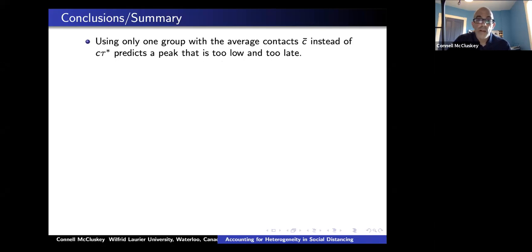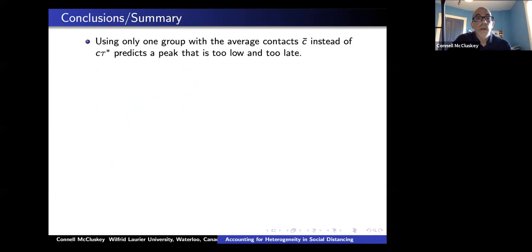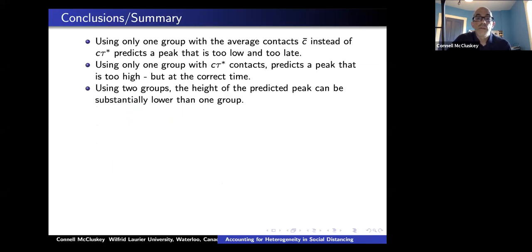So in the plots I had, going back to here, that would correspond in my left-hand panel at the top right corner, using a value C tau star for everyone, without breaking down into group 1 and group 2, to this top right blue point. So we get a peak that's higher than I think it should be. If we use two groups, then the height of the predicted peak could be substantially lower than one group. So that's on the same previous diagram. When we use two groups, we move down and to the left on that.